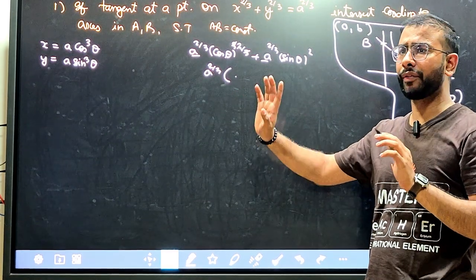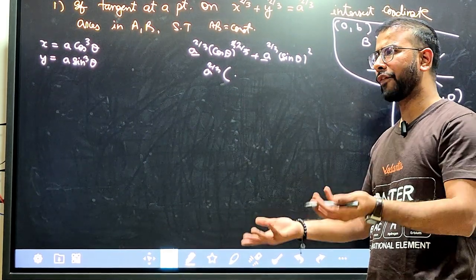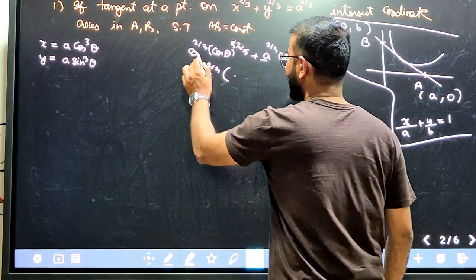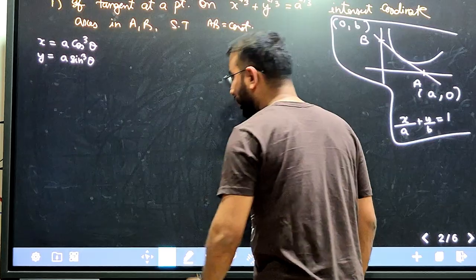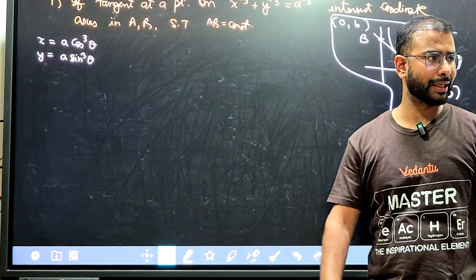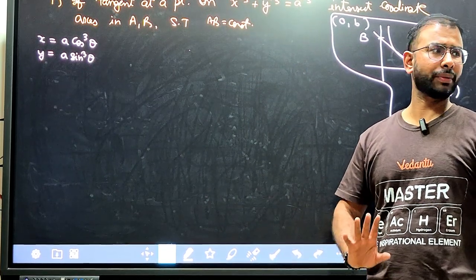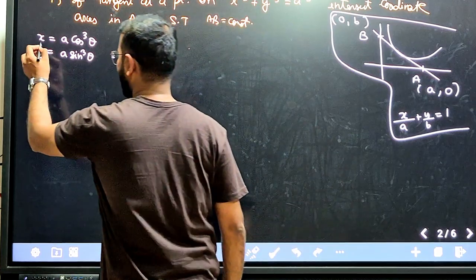This is the logic. Should we know the logic? Not necessary. If you know, great. If you don't know, then it's also fine. I have given it just for your concept clarity. Or you can directly remember that you have to assume x as a cos cube theta and y as a sine cube theta. Now we'll start differentiation.